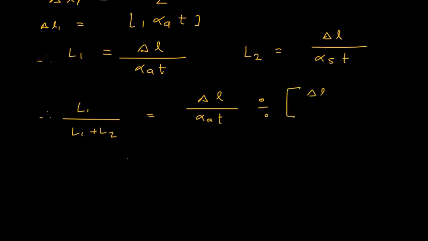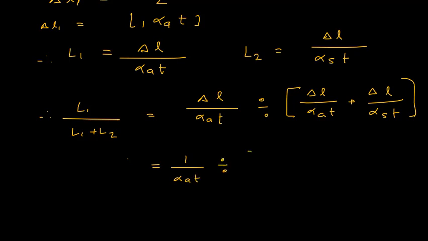So the value of L1 plus L2 is delta L upon alpha A into T plus delta L upon alpha S into T, right? This should be written. Now we can take delta L common and cancel it, and here we have 1 upon alpha A into T divided by, now cross multiplying, alpha S into T plus alpha A into T, whole divided by alpha A into T into alpha S into T.